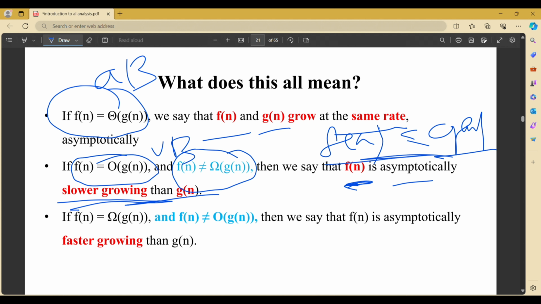Here we write c1 into g of n less than or equal to f of n less than or equal to c2 into g of n.